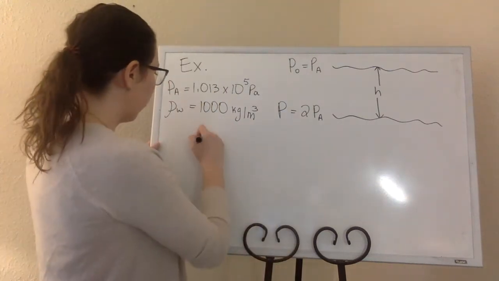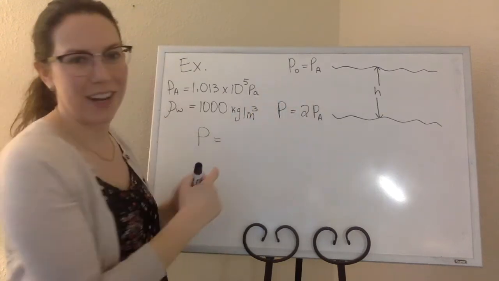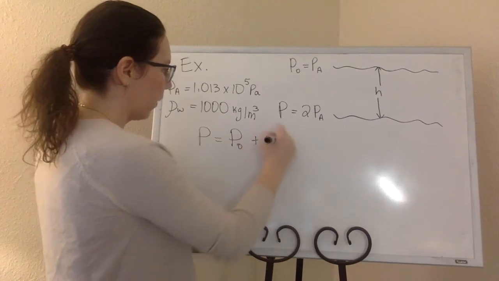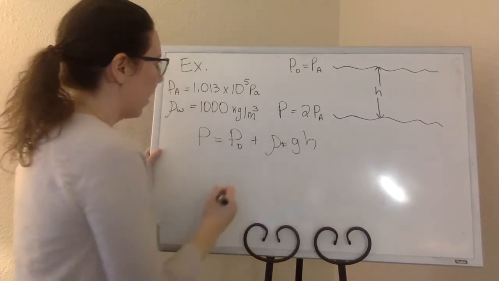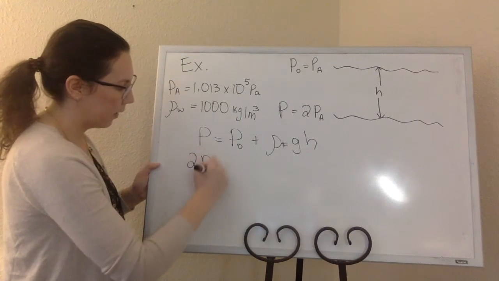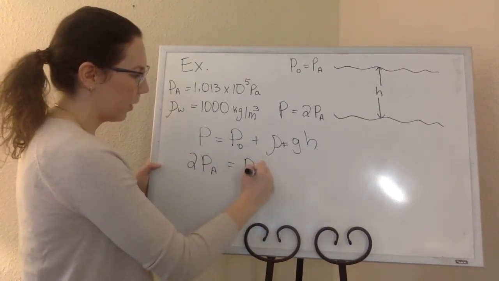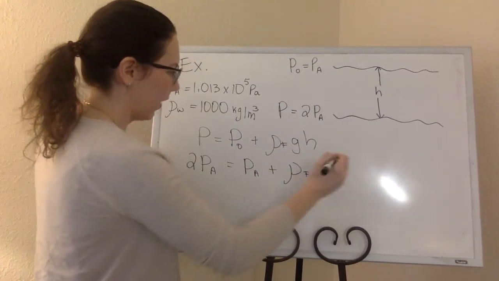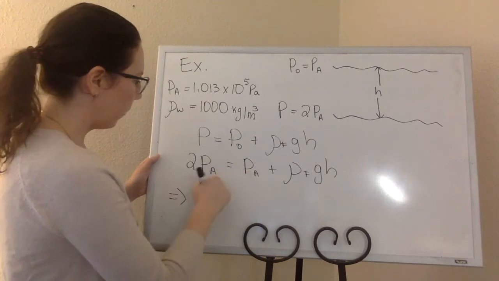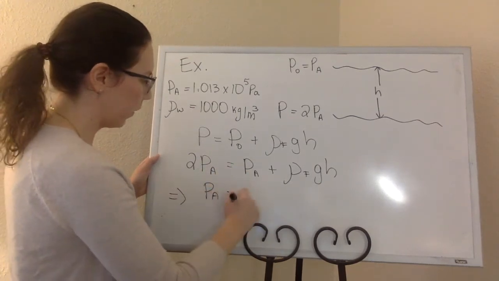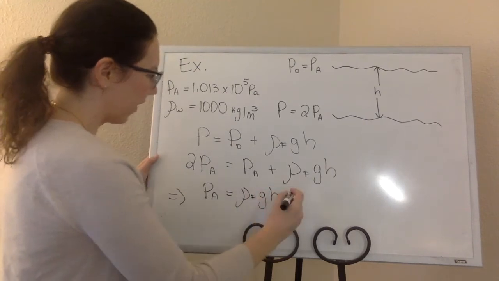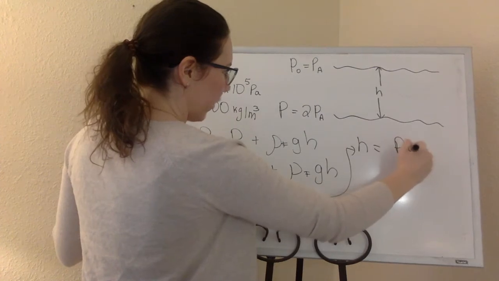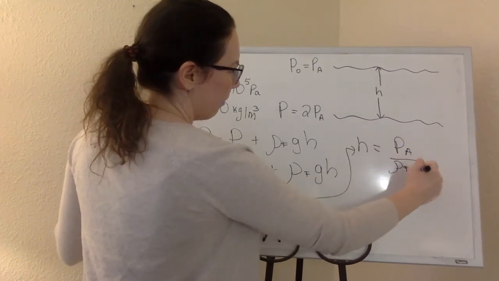Okay, so we've drawn our diagram and determined the pressure at the top, so now we can apply the hydrostatic equation, P equals P naught plus rho GH. So in this case, we have 2 times atmospheric pressure equals 1 times atmospheric pressure plus rho GH. So rearranging this, 1 will subtract here, we'll get P_A equals rho GH, which then gives me H equals atmospheric pressure over the fluid density times G.